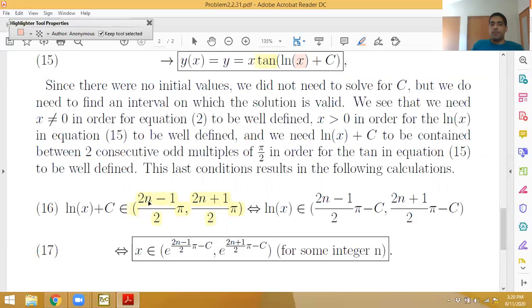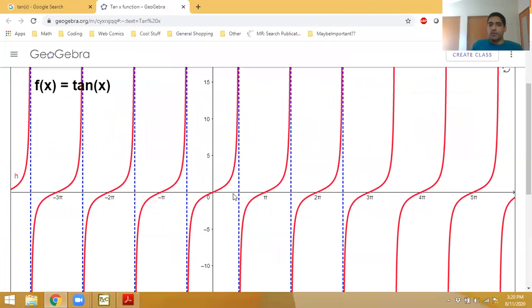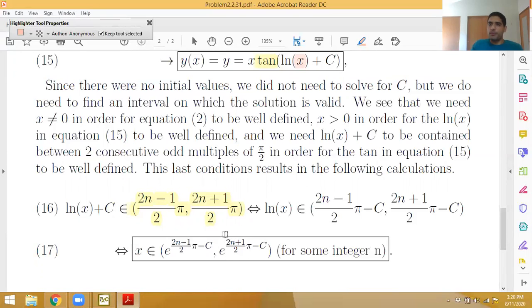So I want to pick the n such that 1 is inside of this interval, inside of the interval (2n minus 1) over 2 times pi up to (2n plus 1) over 2 times pi. Or namely, if I pick the y of 1, so x equals 1, I want to pick the n that corresponds to this part of the tangent function. So point being, you can determine n and c if you're given initial conditions.